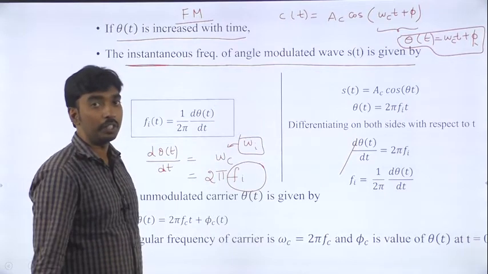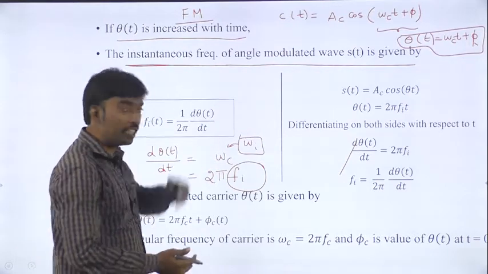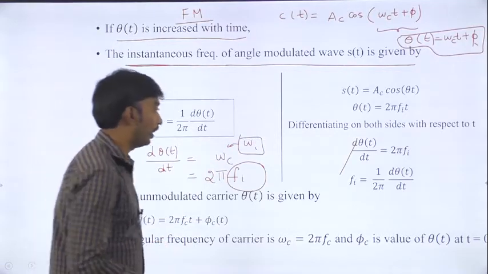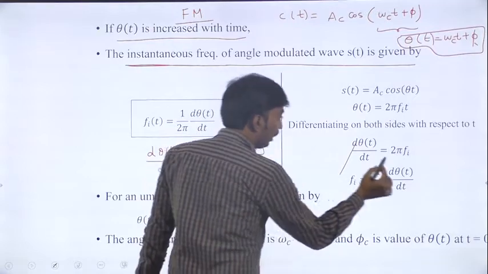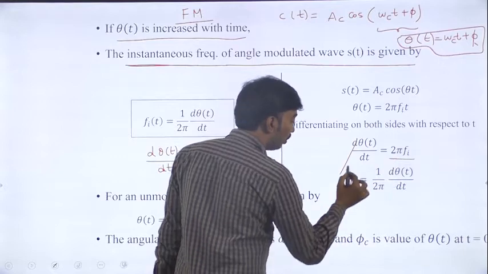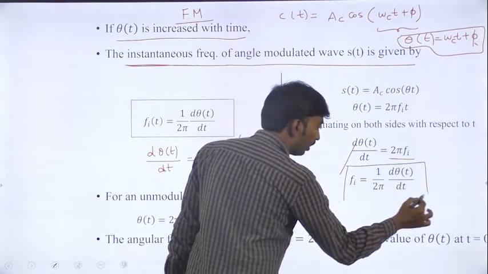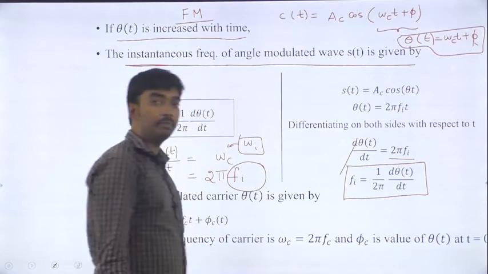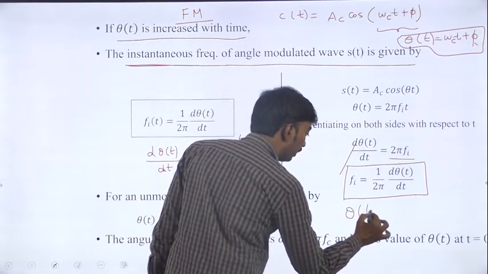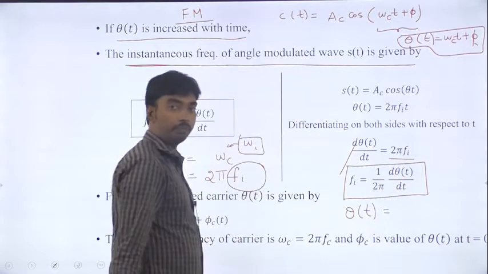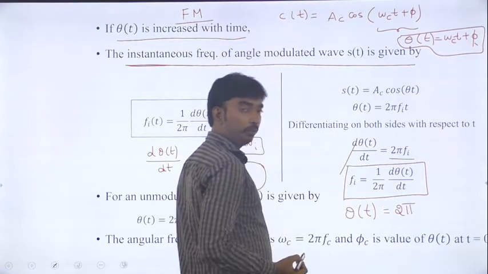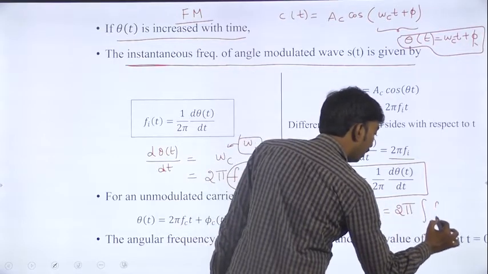right? Changes will come into picture. Frequency means carrier frequency changes. That change of frequency I am representing as omega_i. Fine. And that omega_i I can represent as 2 pi f_i, and from this f_i is equal to 1 by 2 pi into d theta(t) by dt. From this expression, if I want to find out theta(t), which is equal to 2 pi into integral f_i.